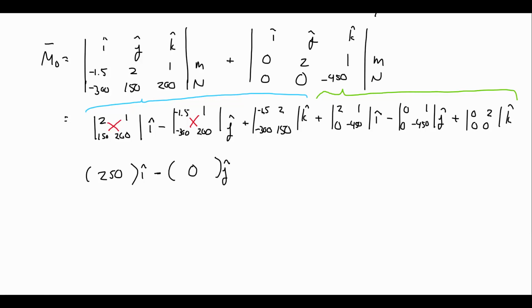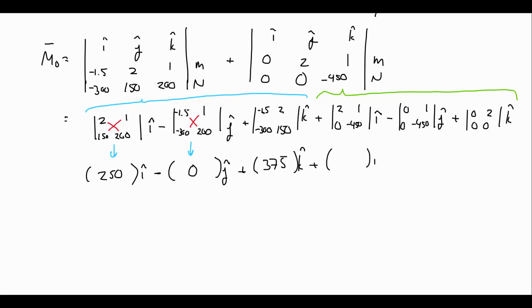So with these determinants, we want to be very careful on the sign that is coming off of them, because there's a lot of negatives floating around here. So we end up with 0 in the J. And finally the K: we have negative 1.5 times 150 minus 2 times negative 300, which is going to result in a positive 375. Okay, because we're going to be subtracting negative 600 on the off diagonal, which will add 300.